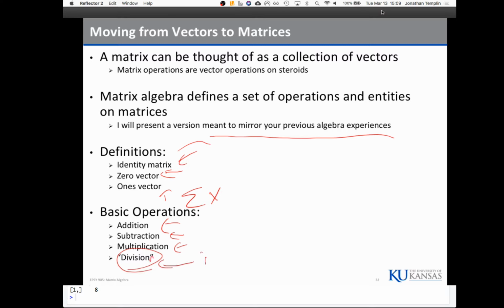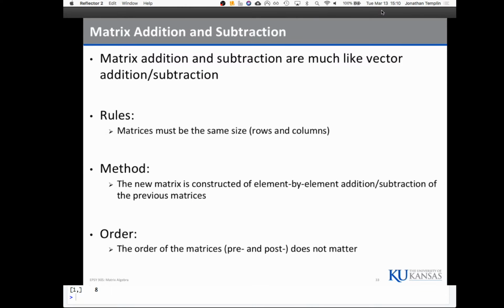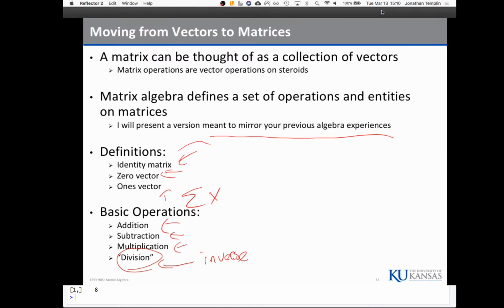This is where the matrix inverse shows up. So let's talk about matrix addition and subtraction. The rules for each of these operations are defined on only certain matrices. Generally speaking, they are defined on matrices of similar sizes. So not all matrices can be added together, and the reason for that is the box has to be the same size.